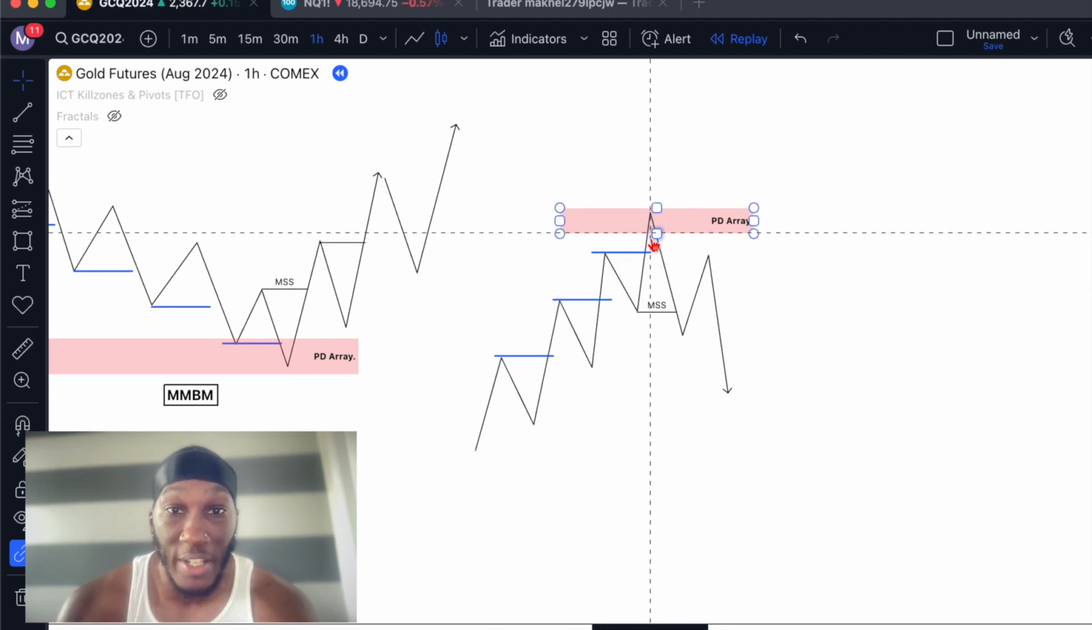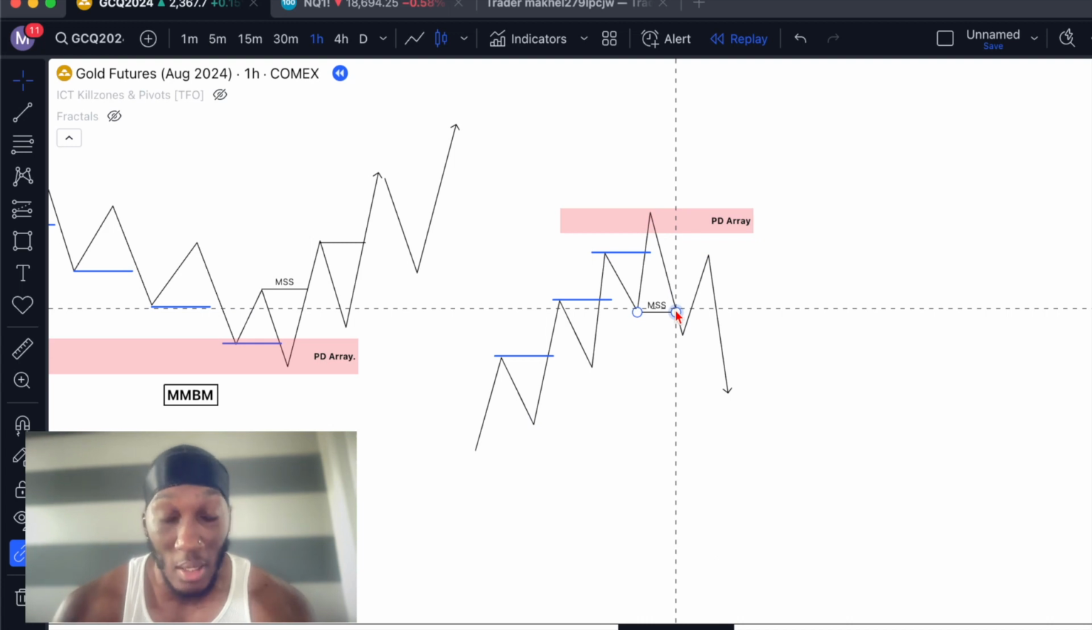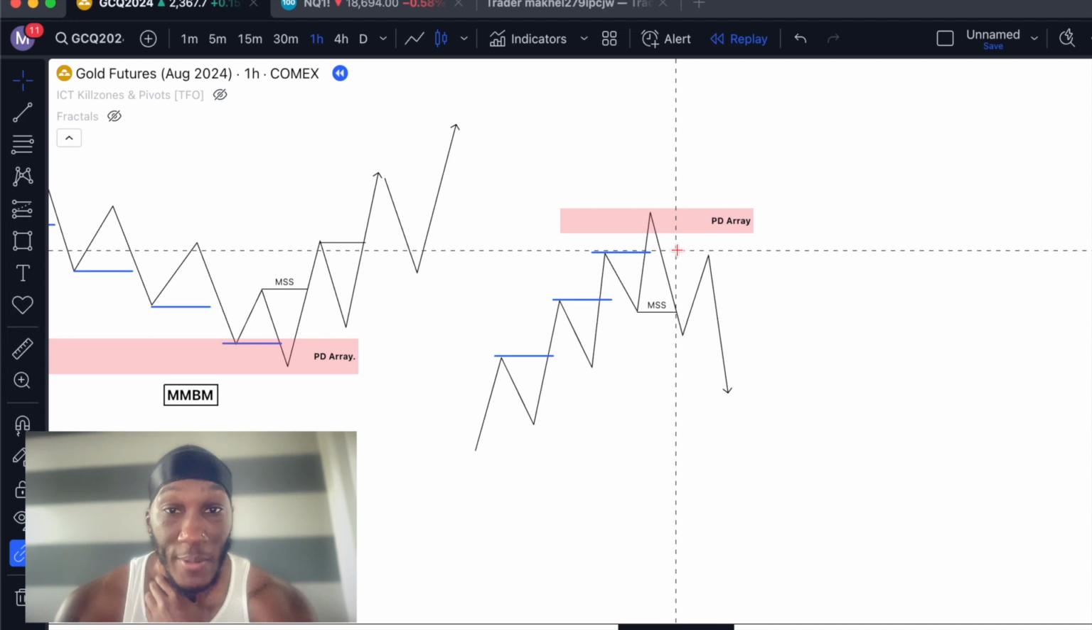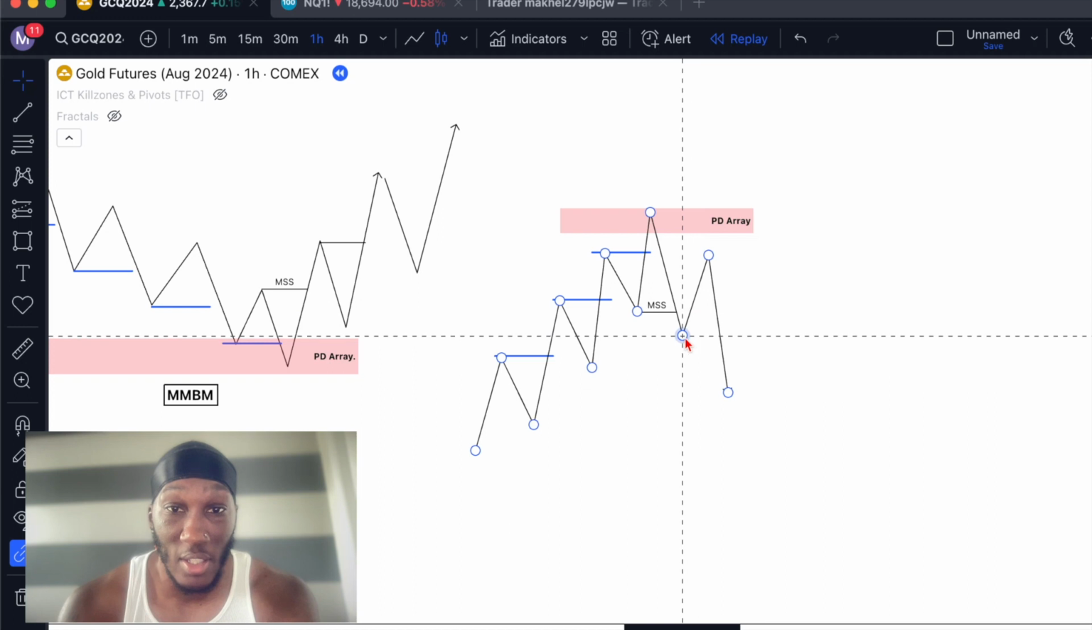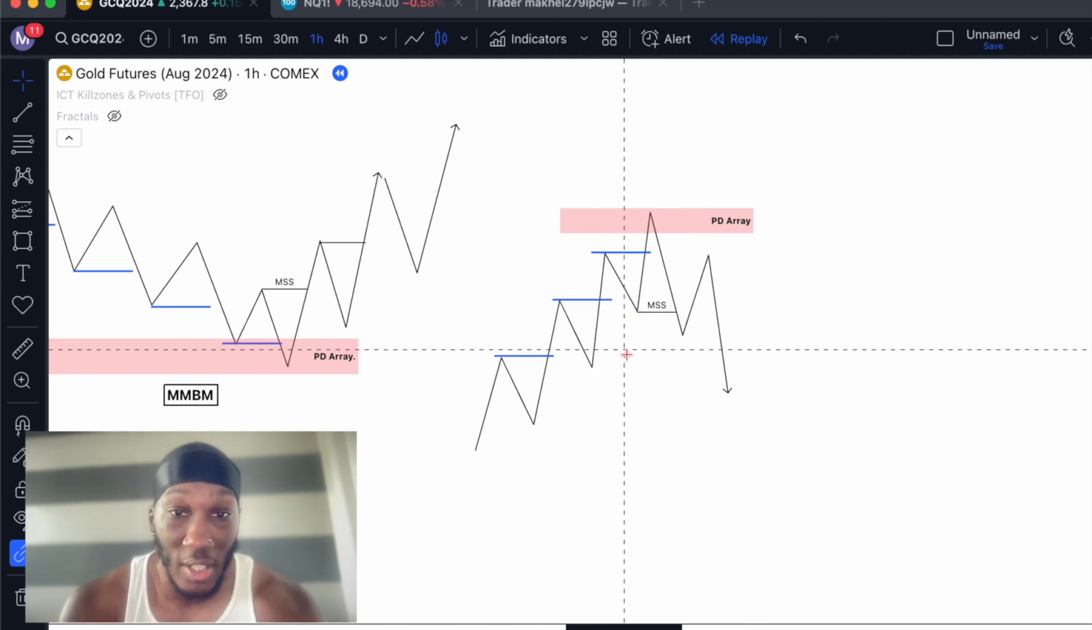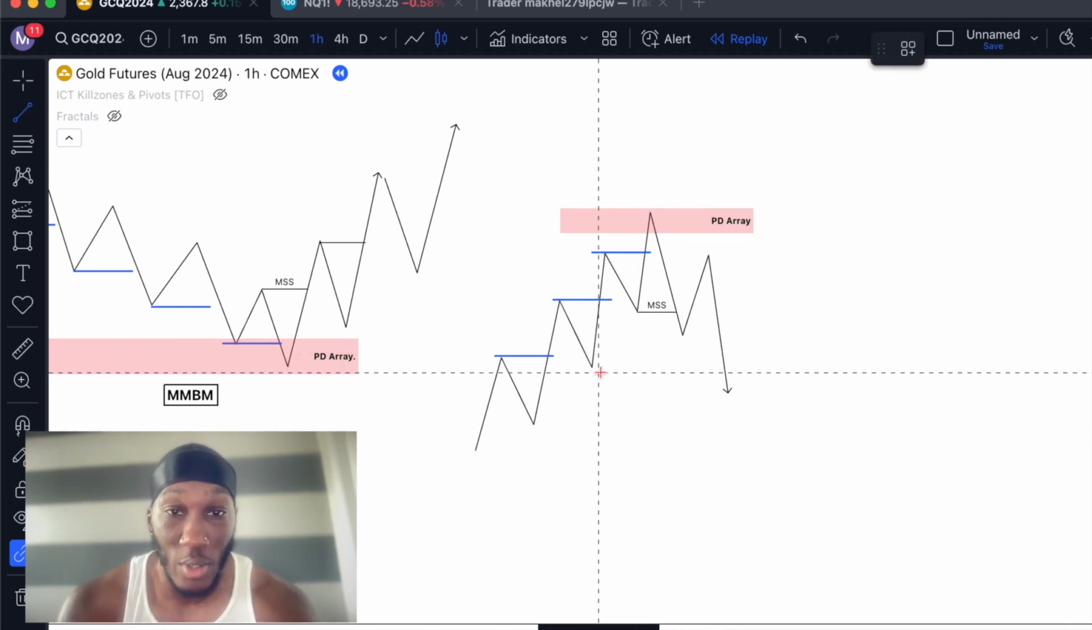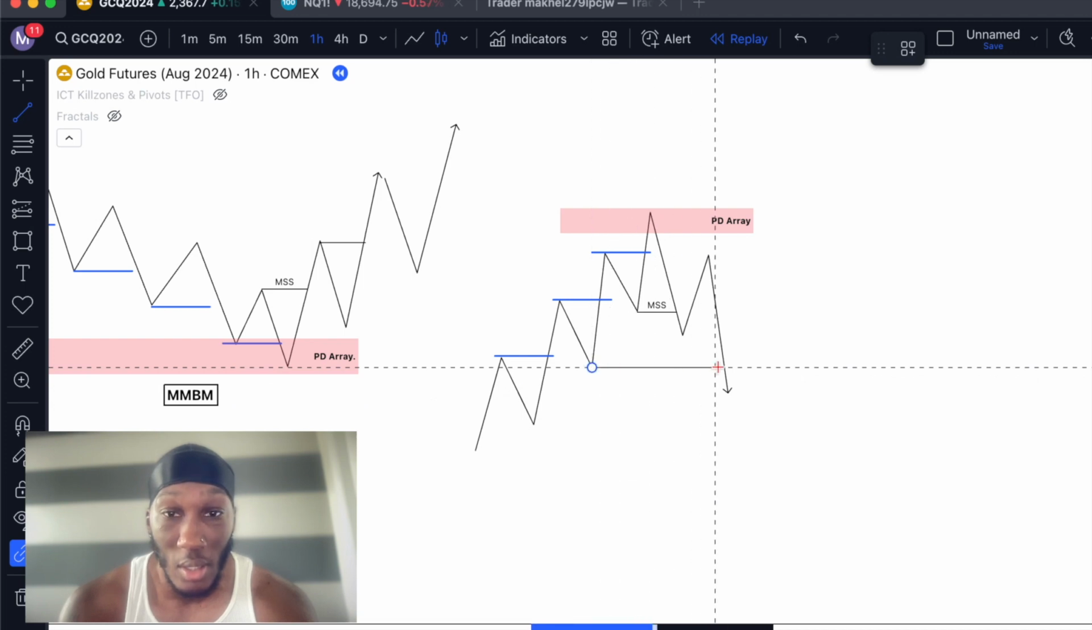There's going to be some PD array, fair value gap, order block, inverse fair value gap, one of any of those three, whichever you like. It's not a specific one you should choose or you shouldn't choose. Whichever one is there, you take it based on your trading strategy and you take it. And now your target is this low. So now all of these generated lows right here, generated liquidity right here. These are all targets. Target here.